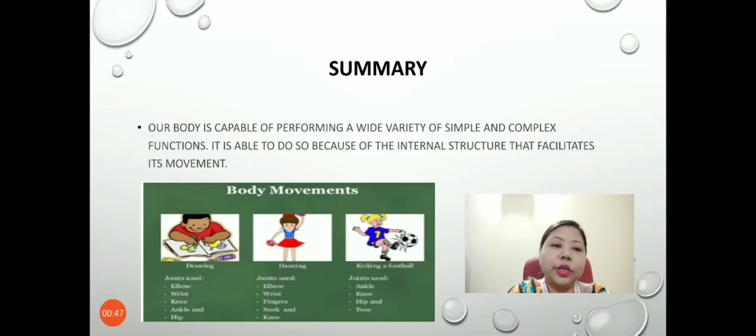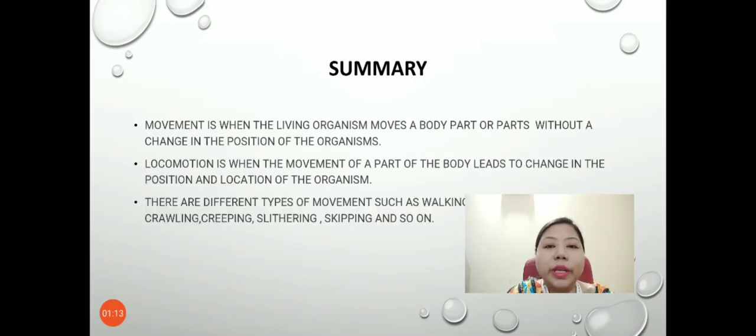Similarly, in the third picture you see that a child is kicking a ball, and the child is using his ankle, his knee, and the toes to kick the ball. So when we do different types of activities, different movement takes place in our body, due to the internal structure of our body. Now what is movement? Movement is when the living organism moves a body part or parts without a change in the position of the organism.